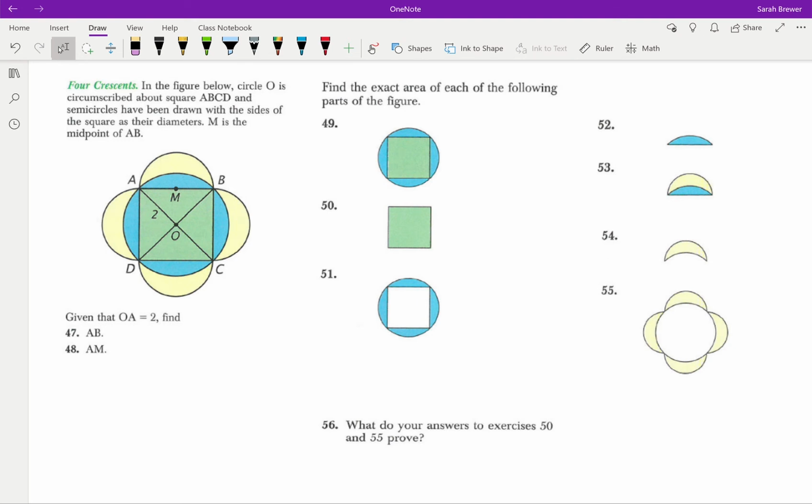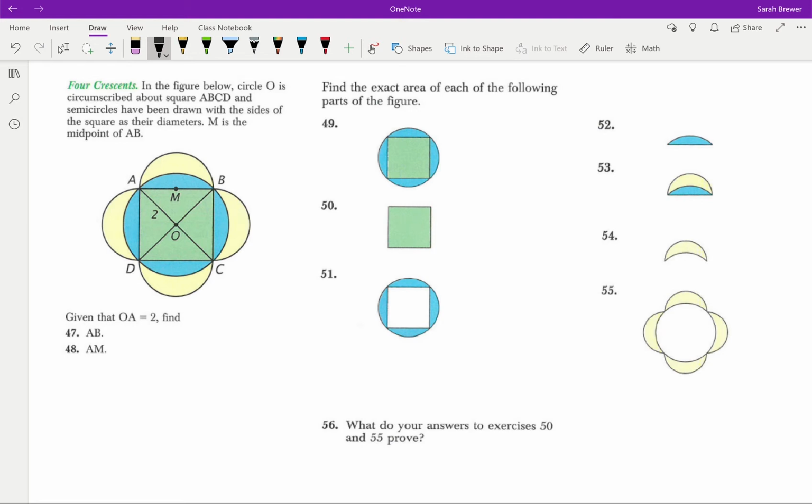All right, this problem is a little bit more interesting, a little bit more complicated than the last. And what we're going to do is build up some answers based on earlier ones. So this figure that we're starting with, we have this blue circle inside of which we have an inscribed square. And on each side of that square, we have semicircles drawn that have the sides of that square as their diameters.